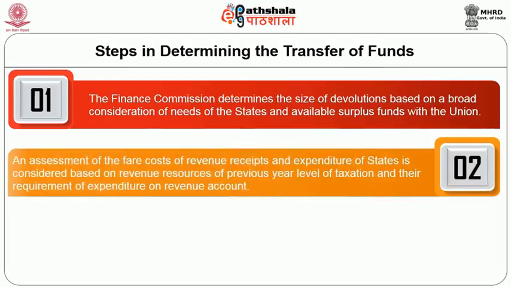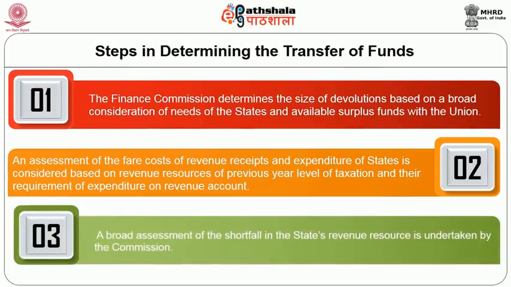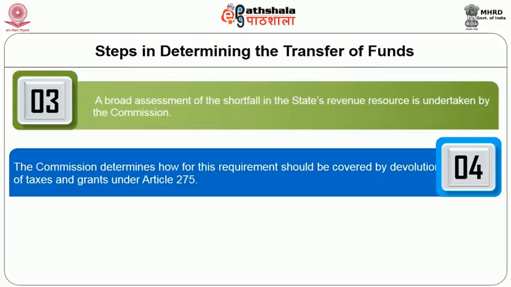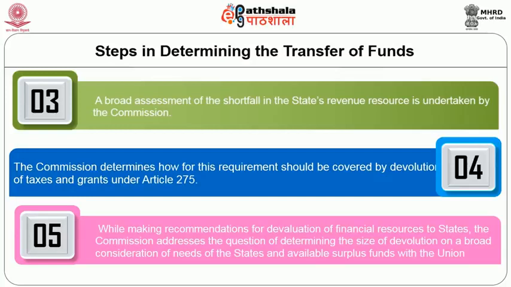Second, an assessment of the fair costs of revenue receipts and expenditure of the state is considered, based on revenue resources at the previous year's level of taxation and the requirement of expenditure on revenue account. Third, a broad assessment of the shortfall in the state's revenue resources is undertaken by the Commission. Fourth, the Commission determines how far this requirement should be covered by devolution of taxes and grants under Article 275. And fifth, while making recommendations for devolution of financial resources, the Commission addresses the question of determining the size of devolution on a broad consideration of the needs of the states and available surplus funds with the Union.